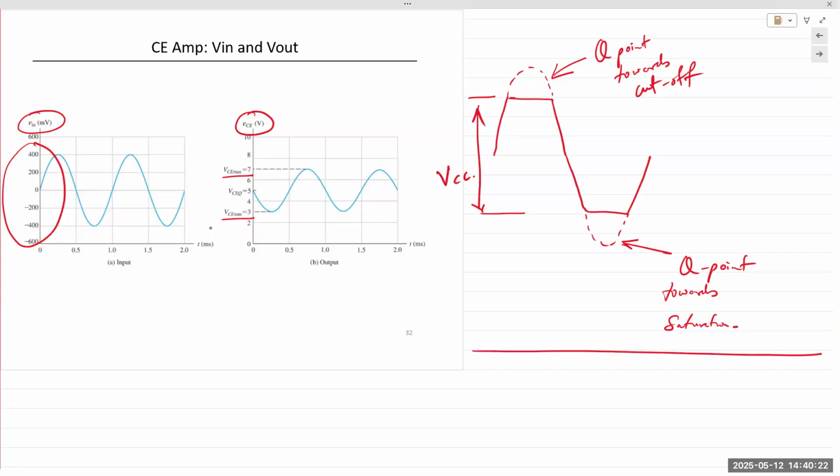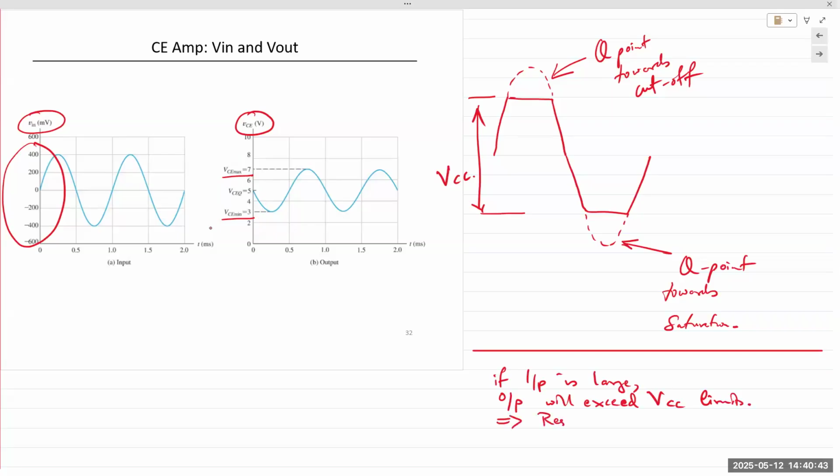So the second case is: input is large, output will exceed VCC limits. And again, the result is clipping. This clipping is known as distortion of the waveform.